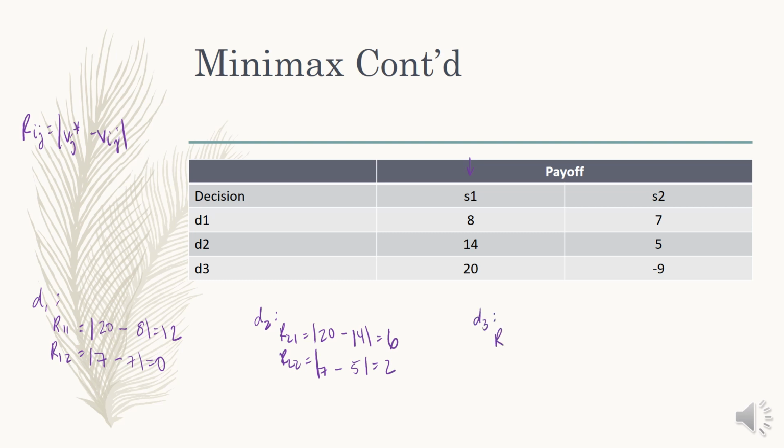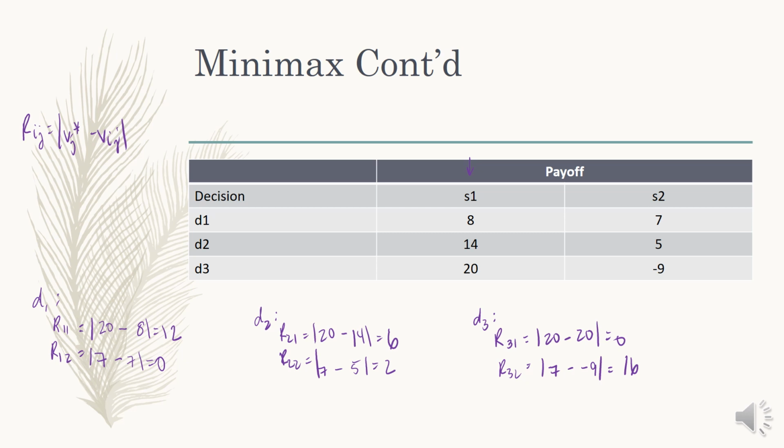And then lastly, decision 3 is going to have 2 of these, so R31 and R32. So for this one, again, that's that maximum in state 1. And then 3,1 was actually 20, so that's 0. And then our maximum for state 2, which was 7, minus 3,2, which was 9. So that's going to give me 16.